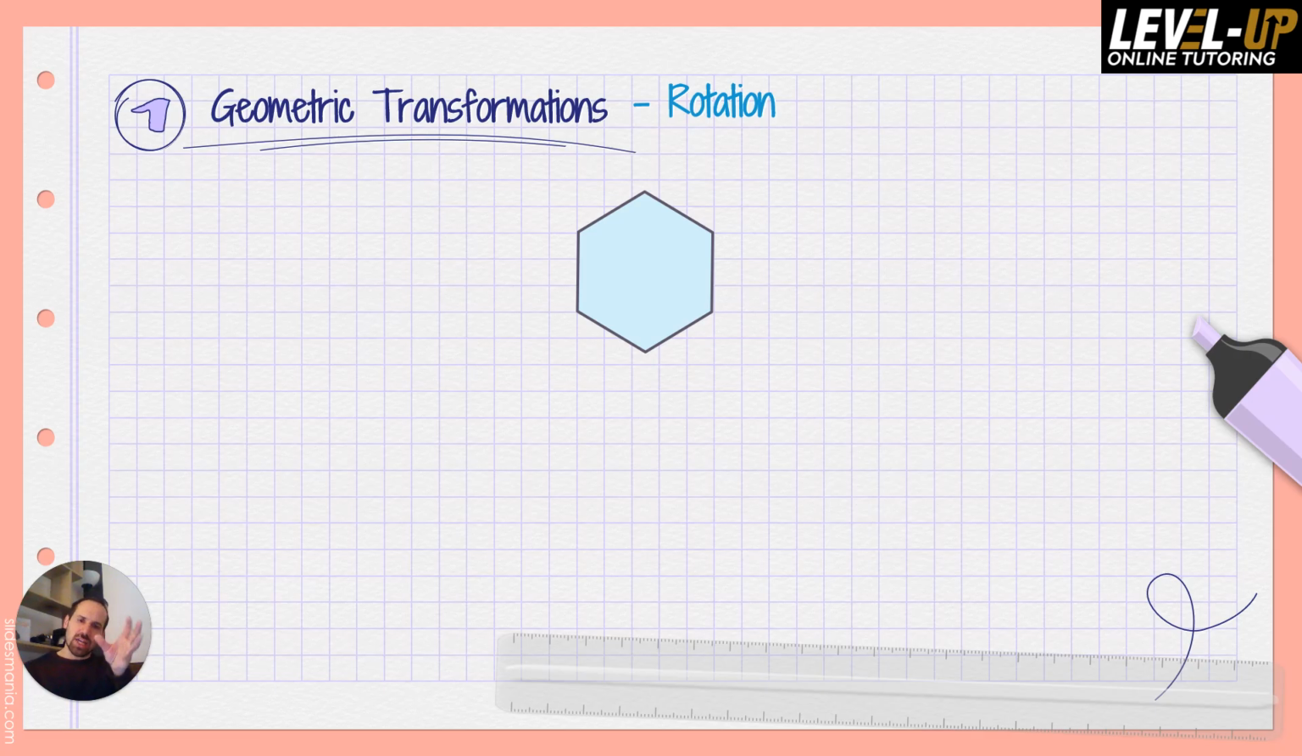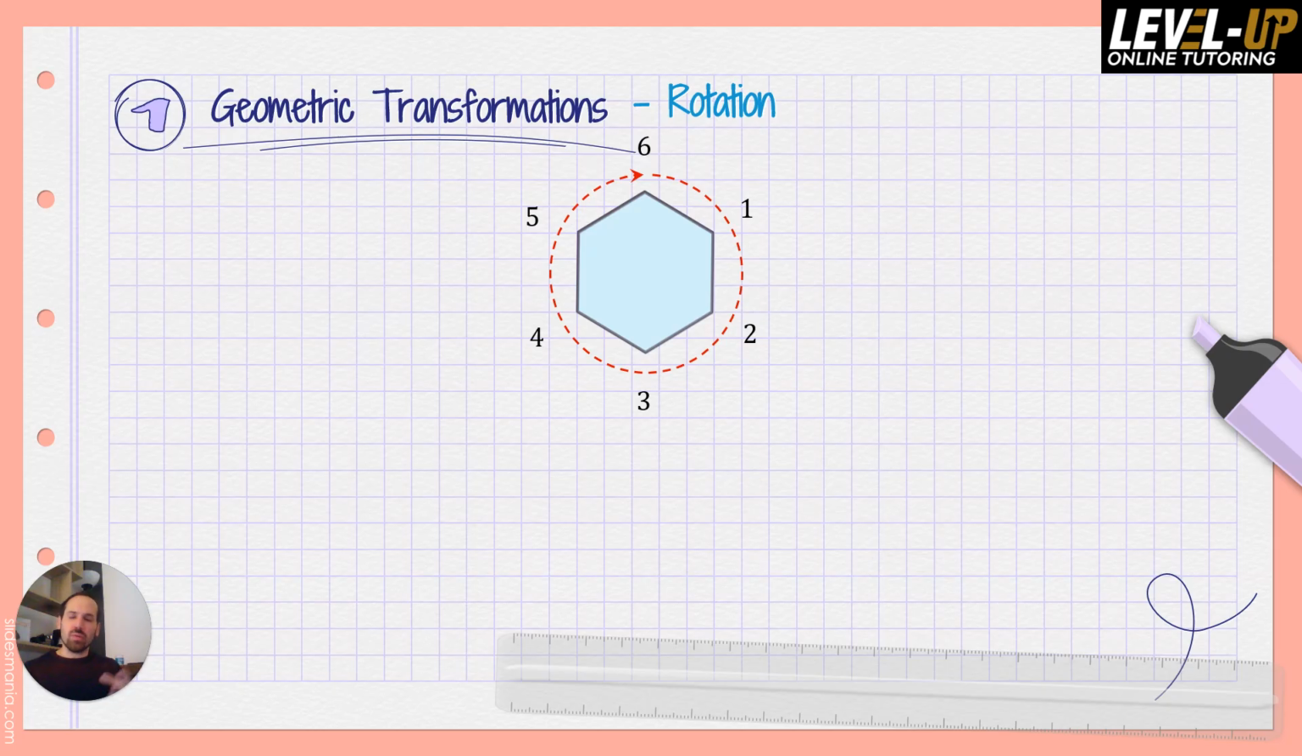And you imagine when you rotate a shape, when does it land on top of itself again? With this one here, if we do a full rotation of this hexagon, you can see there are several points where it then lands on top of itself. And it'll do that 6 times. And this is the same for any regular polygon.